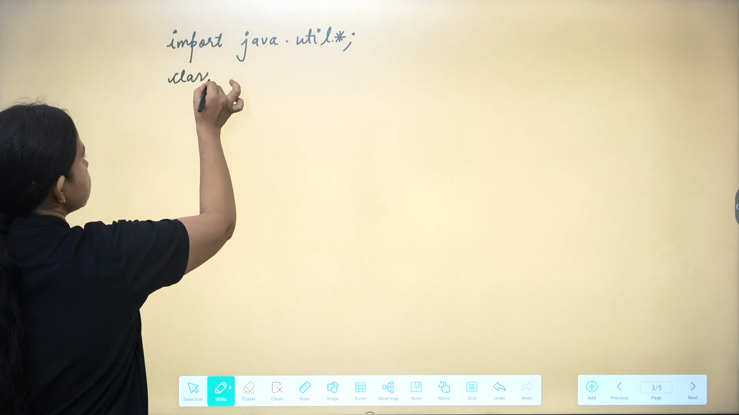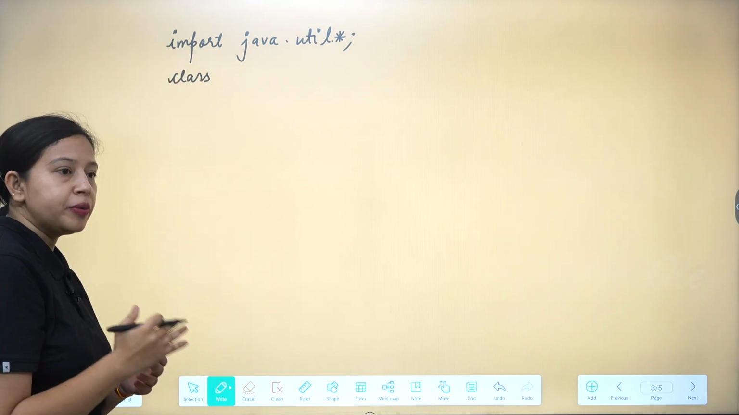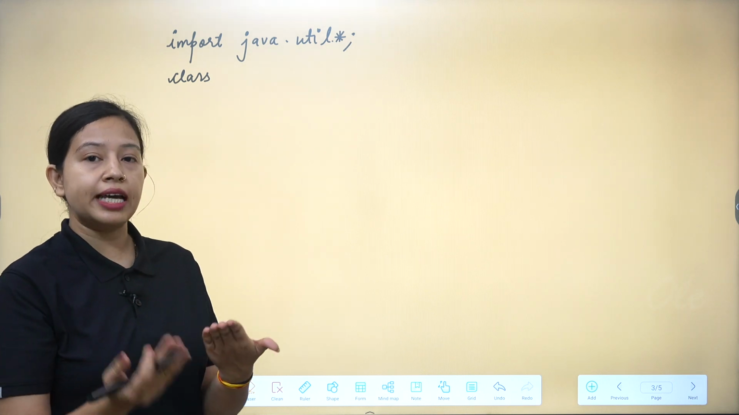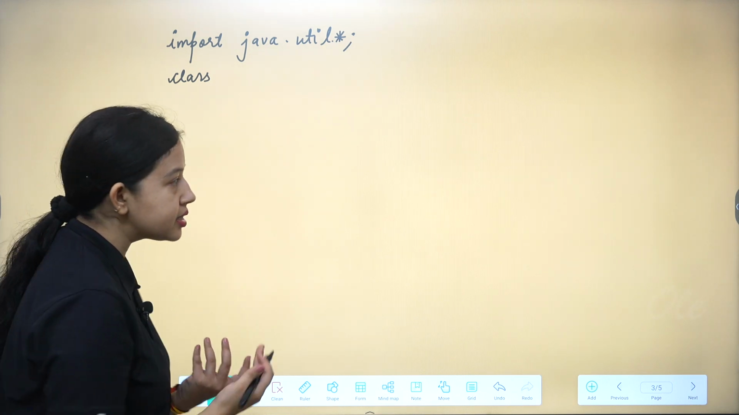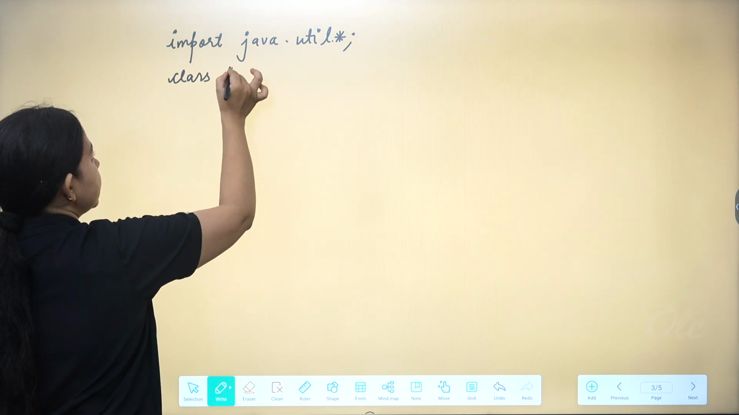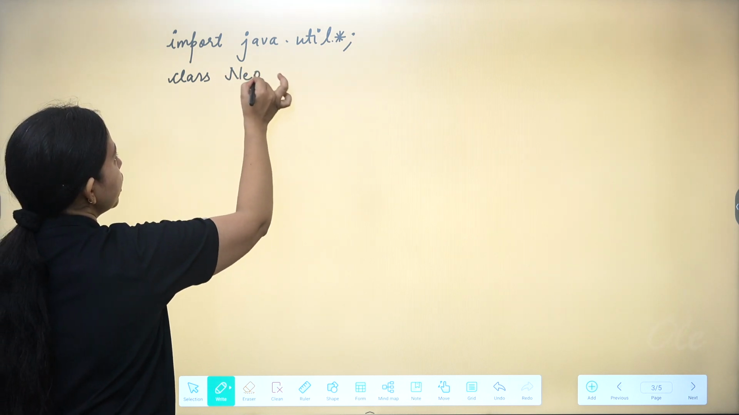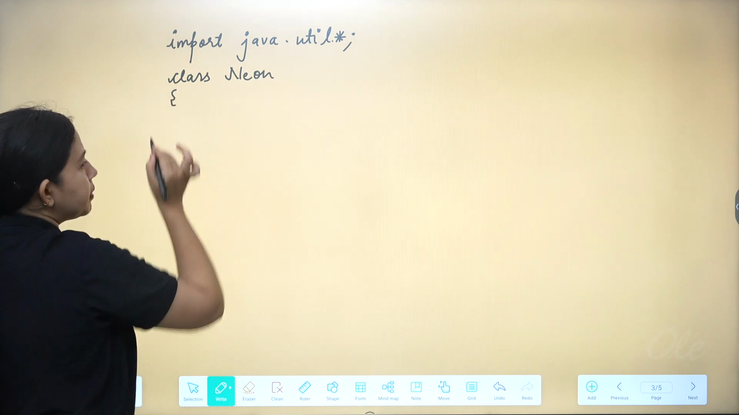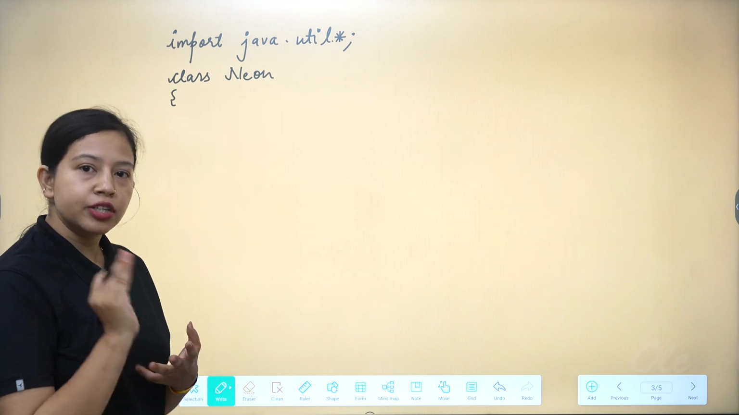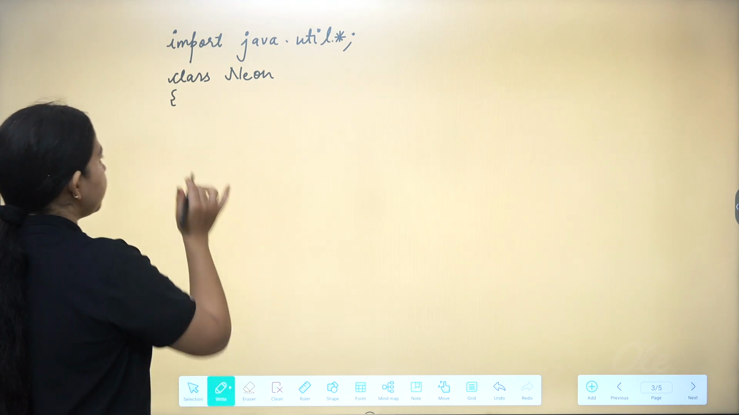As you know, class is itself a keyword, so it should be written in small case, but the class name should start with a capital letter because Java is case sensitive and it follows camel case. So I am writing the class name over here, Neon. It is not compulsory that everyone should write the same name. It can vary, but it should be appropriate and follow the norms.